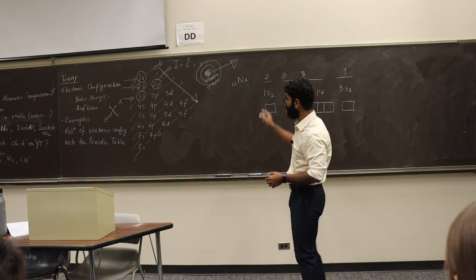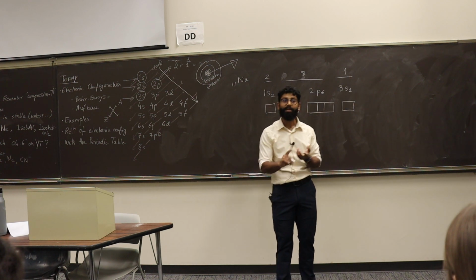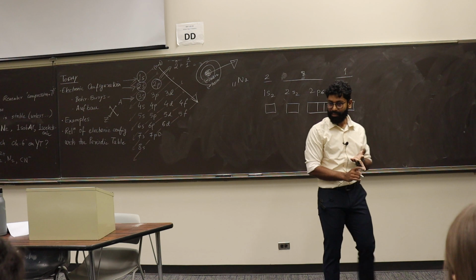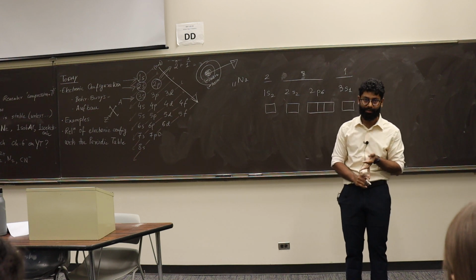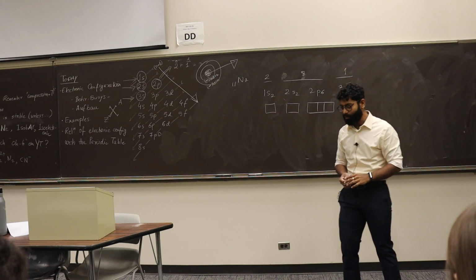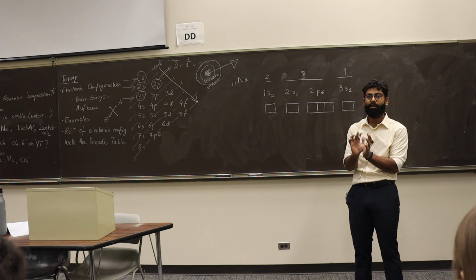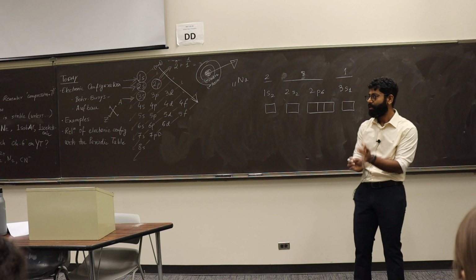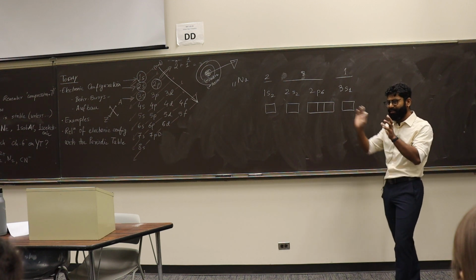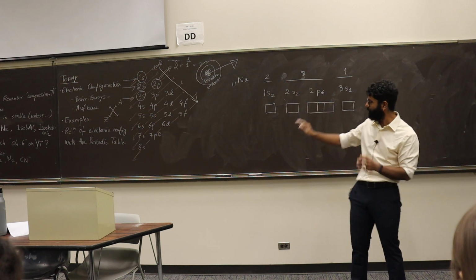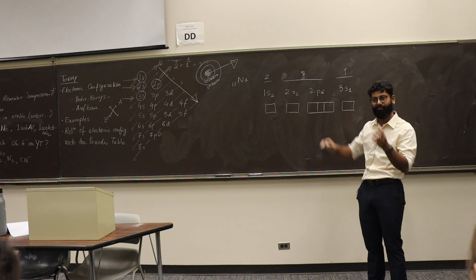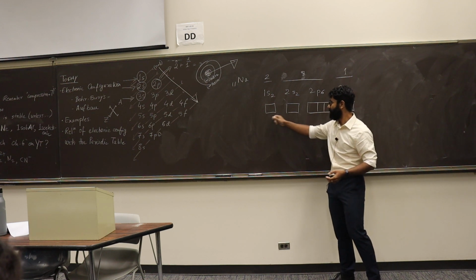Okay, so we talked about the principal quantum number, azimuthal quantum number. Then there comes a magnetic quantum number. The magnetic quantum number will tell you about the orientation of the orbitals. Now, we'll look into that when time comes. But for now, let's just fill these orbitals.